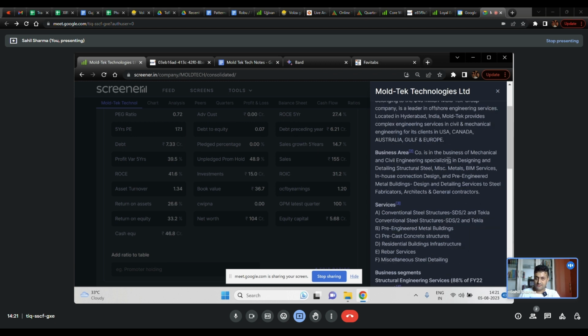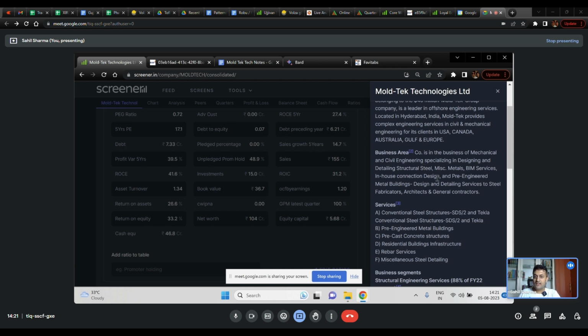Now, what you can see is that they are primarily into the business of mechanical and civil engineering services, and they specialize in designing and detailing structural steel, miscellaneous metals, BIM services, in-house connection design, pre-engineered metal buildings design, and detailing services for steel fabricator, architects, and general contractor, right? That's a mouthful, but I'm going to take something as an example and share with you how you can understand it.